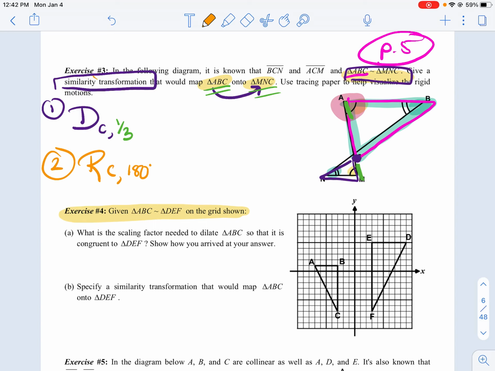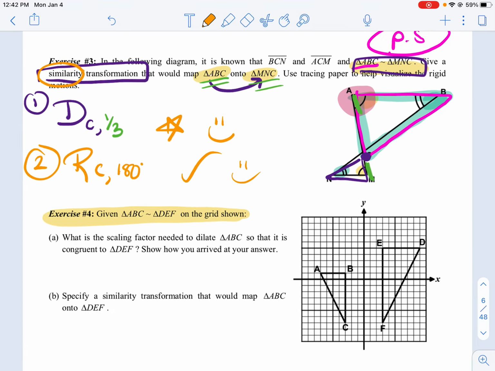So notice they gave us this hint, write a similarity transformation. A similarity transformation means we have a dilation, which we did find one. That's the worst star I've ever drawn, sorry guys. And then we had our rotation. Okay, I think I'm going to leave it there for today.